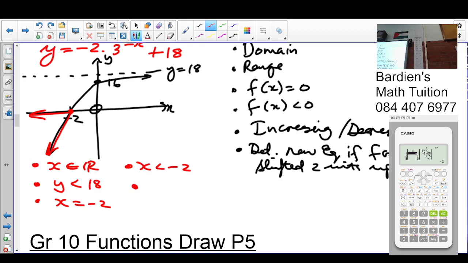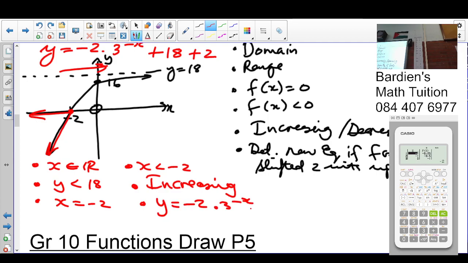Is it an increasing or decreasing function? Increasing. As x increases, y is increasing. Determine the equation if this graph is shifted up by 2. So y is equal to negative 2 times 3 to the x plus 20. Right, you guys understand? Yes.